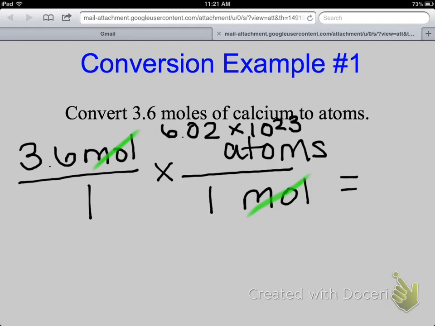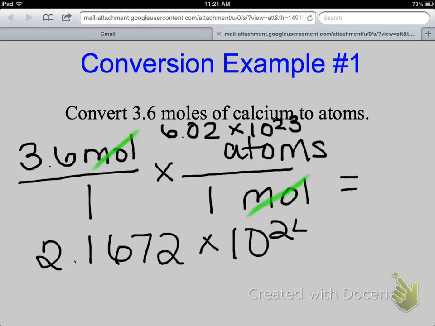We may need to do a review of how to put the times 10 to the 23rd into your calculator. So if your calculator is similar to mine, how you would do this is 6.02 double E 23. So check out your calculator. If you have any questions about how to put it in your calculator, let me know. So when you do your calculation, I get 2.1672 times 10 to the 24th.